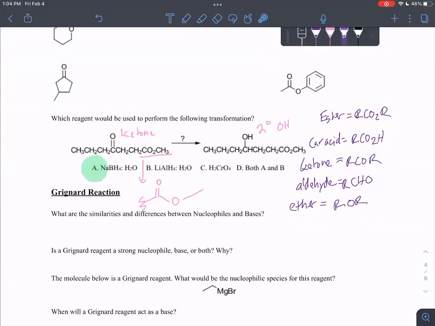But for this problem, we reduced the ketone and the ester was unaffected. So we know we had to use what kind of reducing agent? Sodium borohydride. Yes, we had to use sodium borohydride because that's the only weak one. If we had LAH, it would be a strong reduction, so the ester would get reduced as well. But that didn't happen in the reaction, so we know we had to just use A.